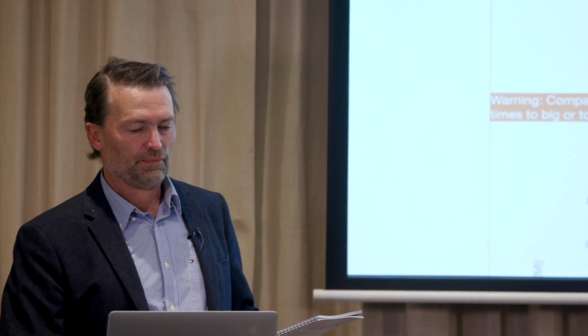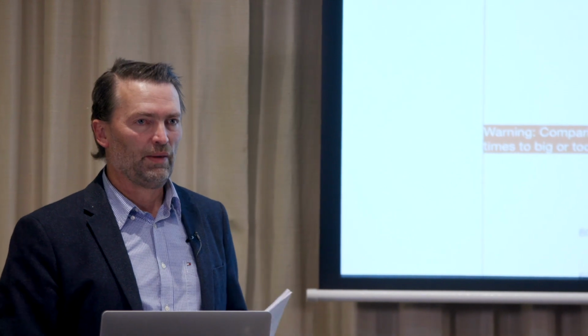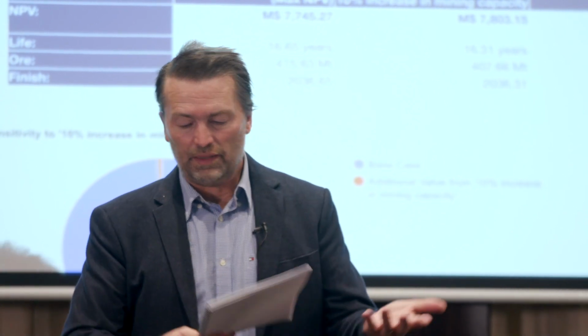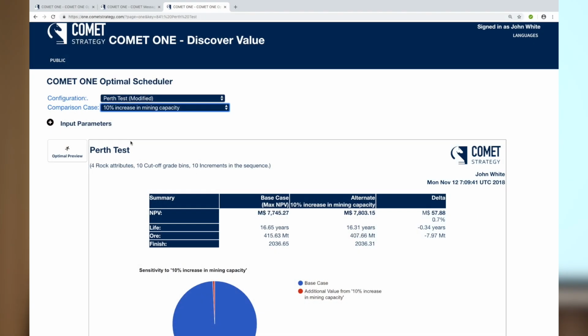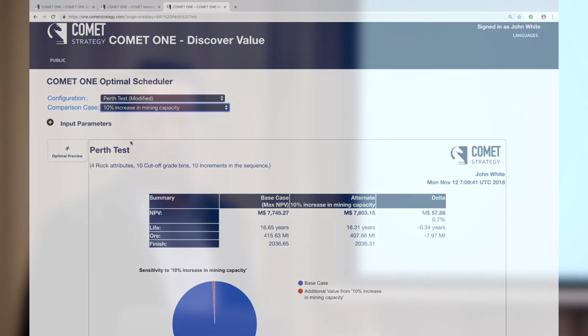There's a couple of easy ways to do this. Firstly, I've got some options down here, like give me a 10% increase in mining capacity. What would you expect to happen? Well, I would expect higher value for a start, and probably lower life. So that's what happens when you pick that option of 10% increase in mining capacity. You can see that we've got another $57 million, and it reduced our life by 0.34 years.